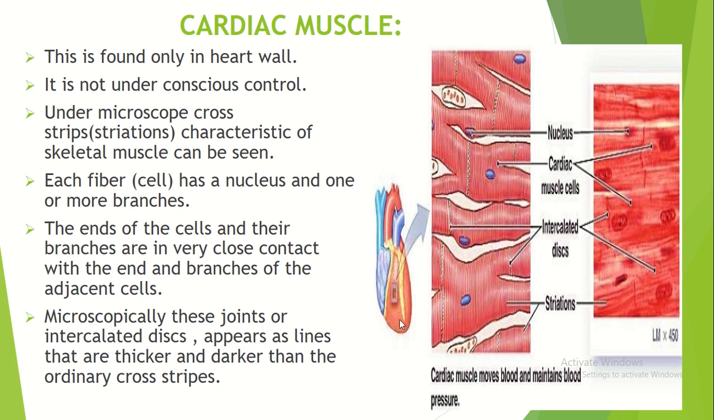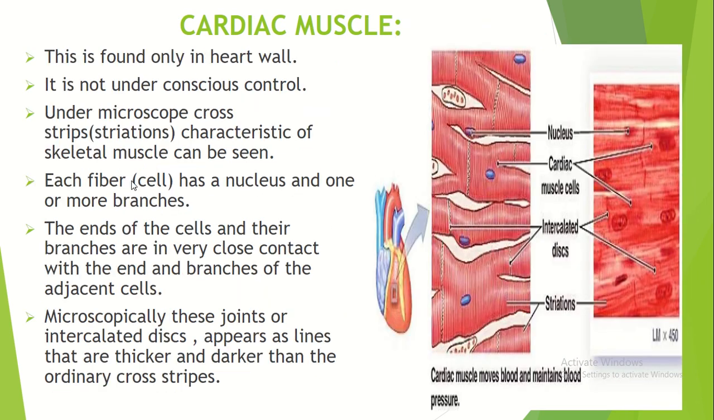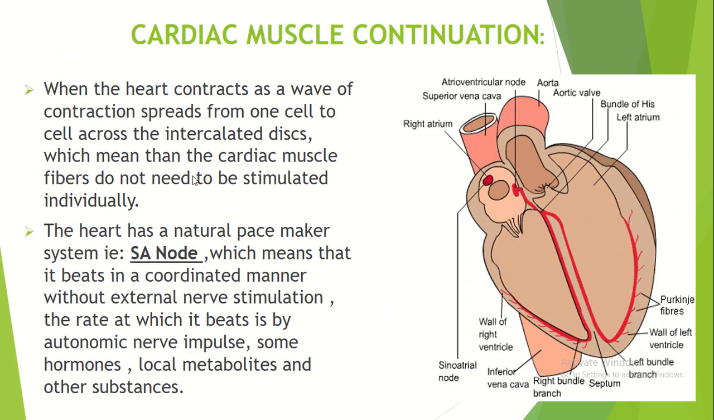It is very dark. And when the heart contracts, a wave of contraction spreads from one cell to the next across the intercalated disc, which means that the cardiac muscle fibers do not need to be stimulated individually. Imagine that this nucleus is initiated. From this, it has to travel from one to the other. Because the cells are joined by the intercalated disc, when one is initiated, it is passed on to the next, and that's how the cardiac muscle functions.